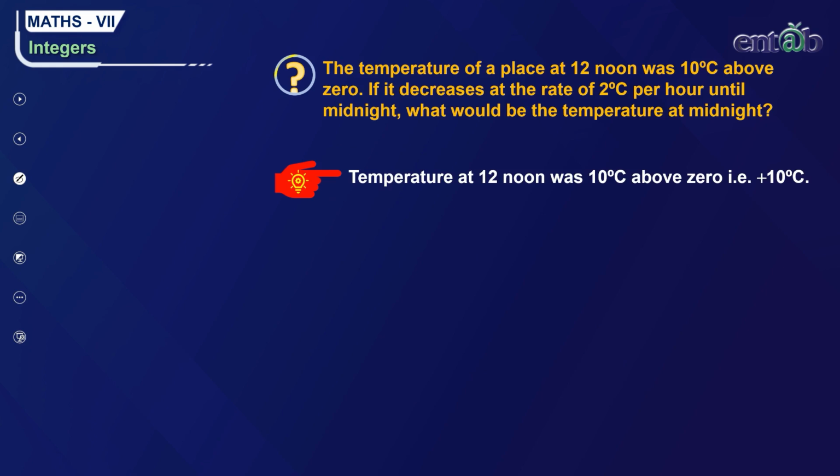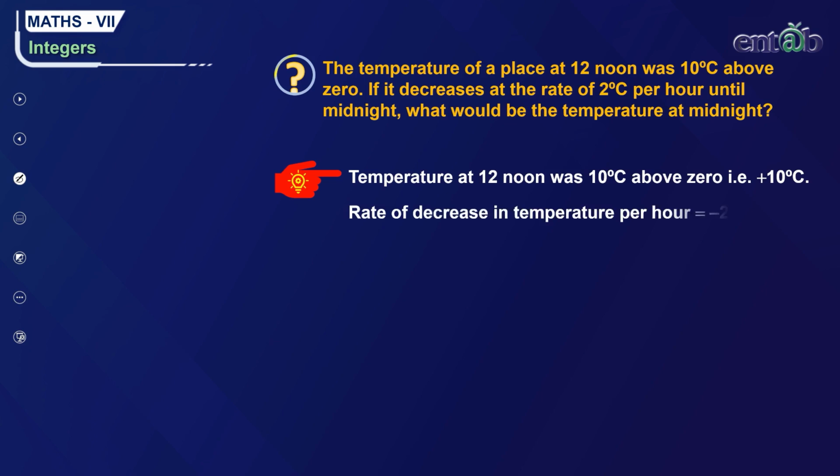The temperature of a place at 12 noon was 10 degrees Celsius above 0. If it decreases at the rate of 2 degrees Celsius per hour until midnight, what would be the temperature at midnight? Temperature at 12 noon was 10 degrees Celsius above 0, that is positive 10 degrees Celsius.